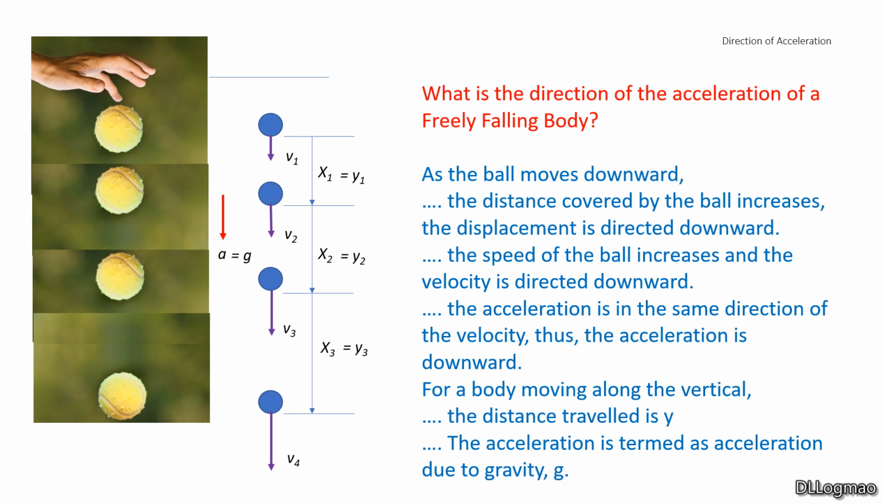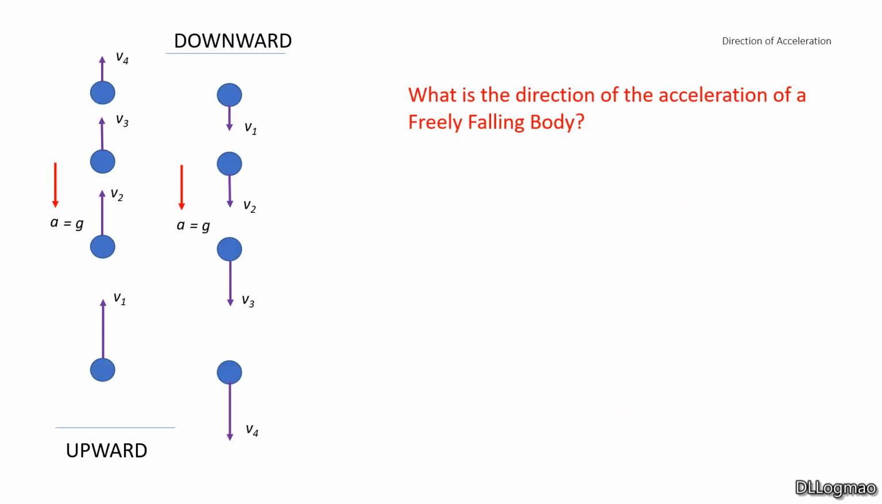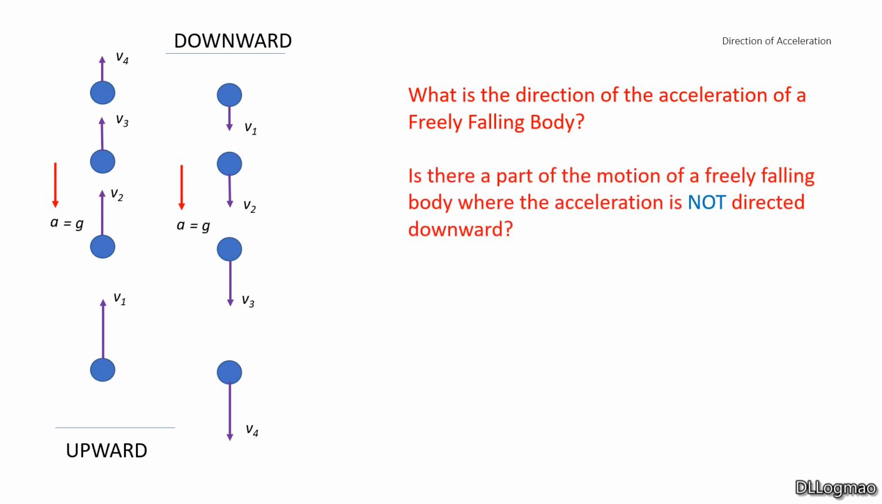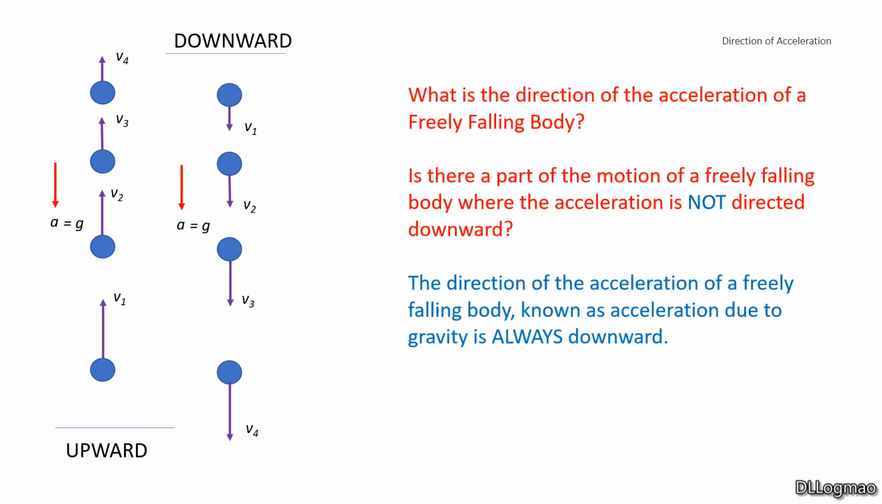For a body thrown upward, or released from a height, or thrown upward then moved downward after reaching the maximum height, is there any part of the motion where the acceleration is not directed downward? None. The direction of the acceleration of a freely falling body is always directed downward.